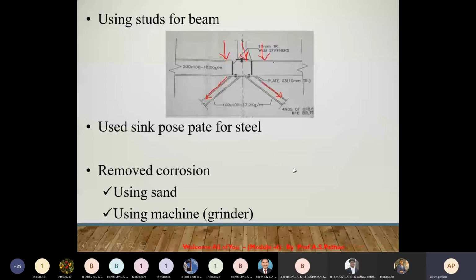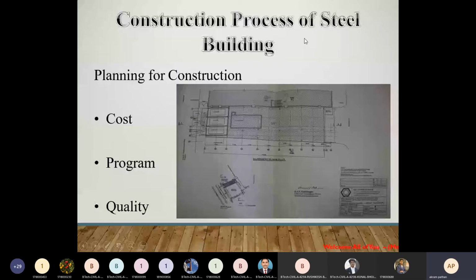Then the construction process of a steel building, the planning is concerned with the RCC structures. So what are the various steps, or the step by step procedure we can follow? First step is to erect the footing. Okay, after footing we can cast the footing, and then we can cast the columns in case of RCC, and then we can cast the beam, slab, staircase in similar fashion as per the design drawing. Okay, as per the design drawing.